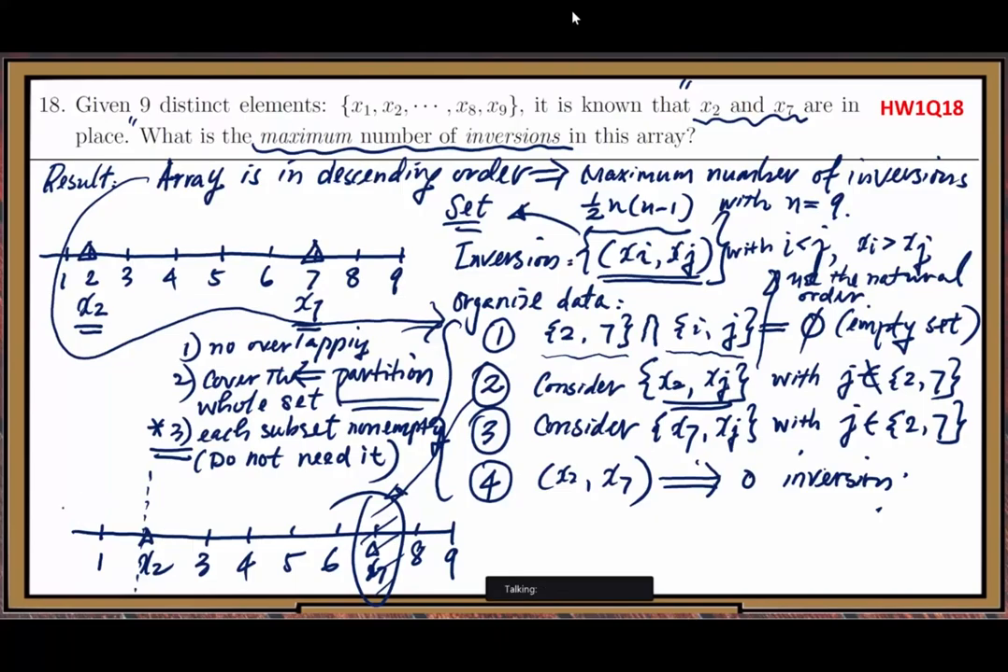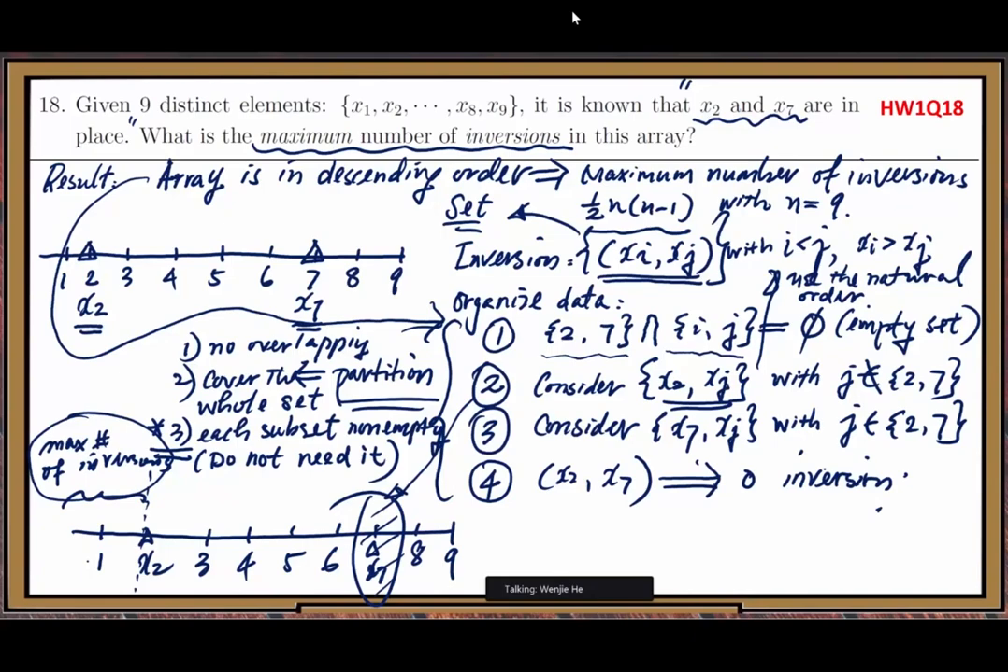So, count max number of inversions in the first half. Because only one element, right? So you only have a chance to select one element. Then, together with x2, you count the number of inversions. So maximum number is 1, right?